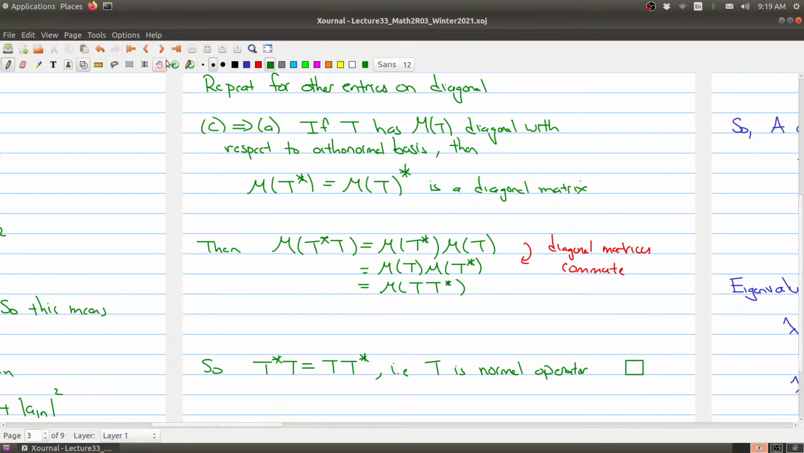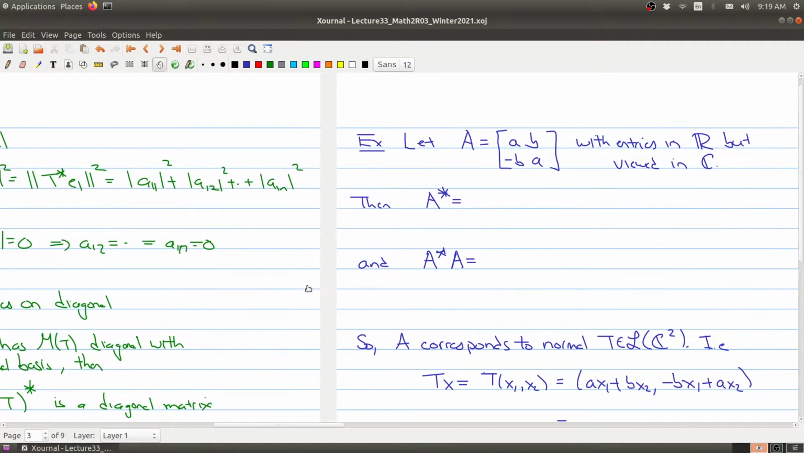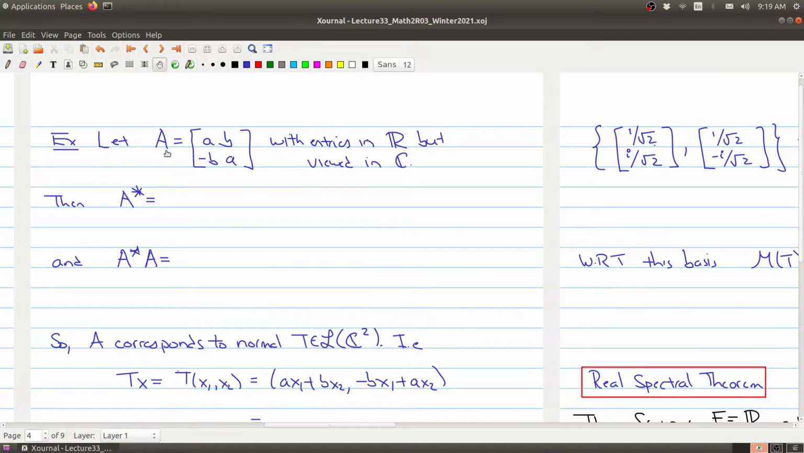So I want to give you an example of this. Let's look at a particular example. I have the matrix A, B, minus B, A, and we want to think of these entries as real, but we actually want to think of this matrix as belonging to the set of complex numbers. Even though the actual entries are real numbers, we're thinking of them as complex numbers. In this case, the adjoint, the conjugate transpose of this matrix, is A, minus B, B, A.